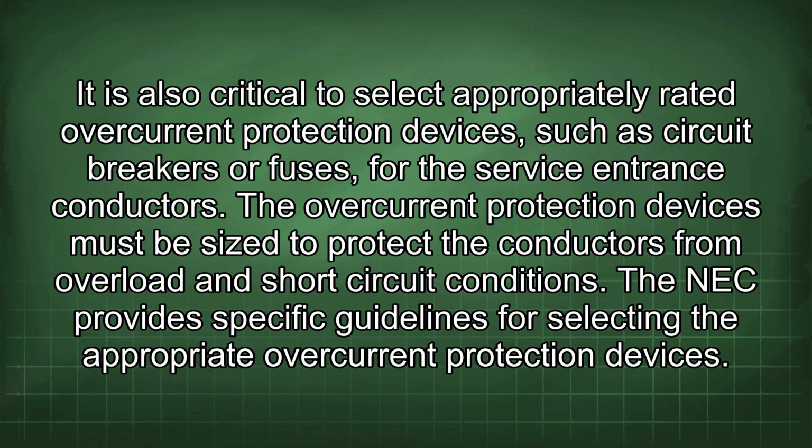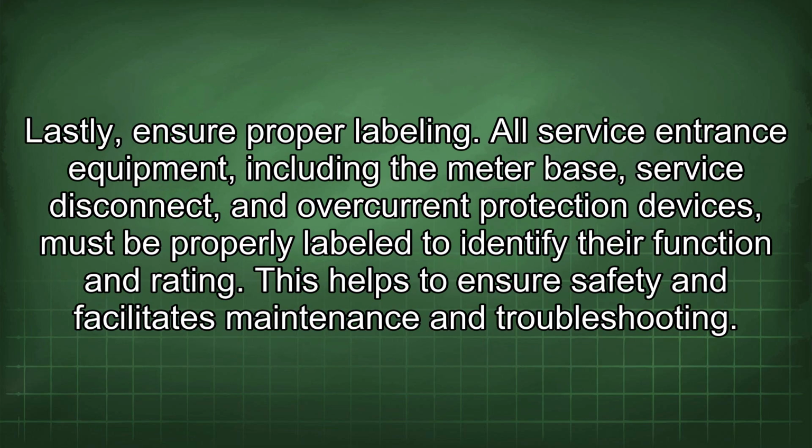It is also critical to select appropriately rated overcurrent protection devices, such as circuit breakers or fuses, for the service entrance conductors. The overcurrent protection devices must be sized to protect the conductors from overload and short-circuit conditions. The NEC provides specific guidelines for selecting the appropriate overcurrent protection devices. Lastly, ensure proper labeling. All service entrance equipment, including the meter base, service disconnect, and overcurrent protection devices, must be properly labeled to identify their function and rating. This helps to ensure safety and facilitates maintenance and troubleshooting.